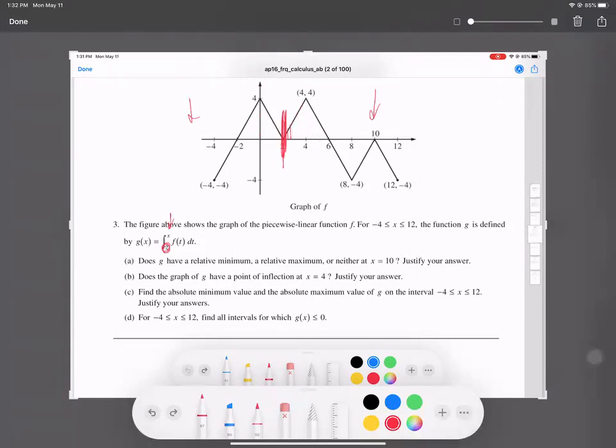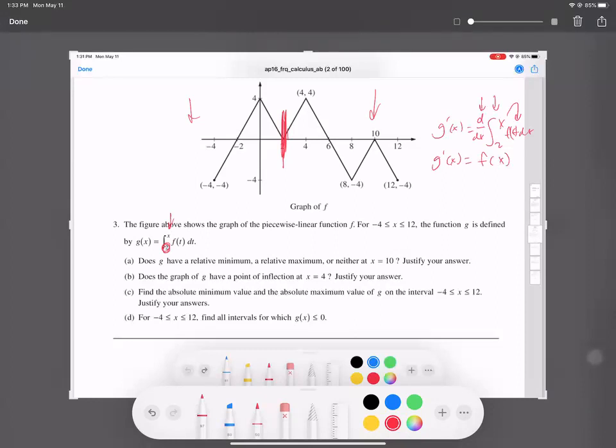So the question is saying, find the absolute minimum value and the absolute maximum. So to find minimums and maximums, we usually look at the first derivative. That's one way. So if I say the first derivative of g, so we take g prime, that's going to be d over dx of the integral from 2 to x of f of t dt. Now what happens to a derivative and integral? They cancel each other out and we just get f. So g prime of x is the same as us just looking at f of x, the graph.